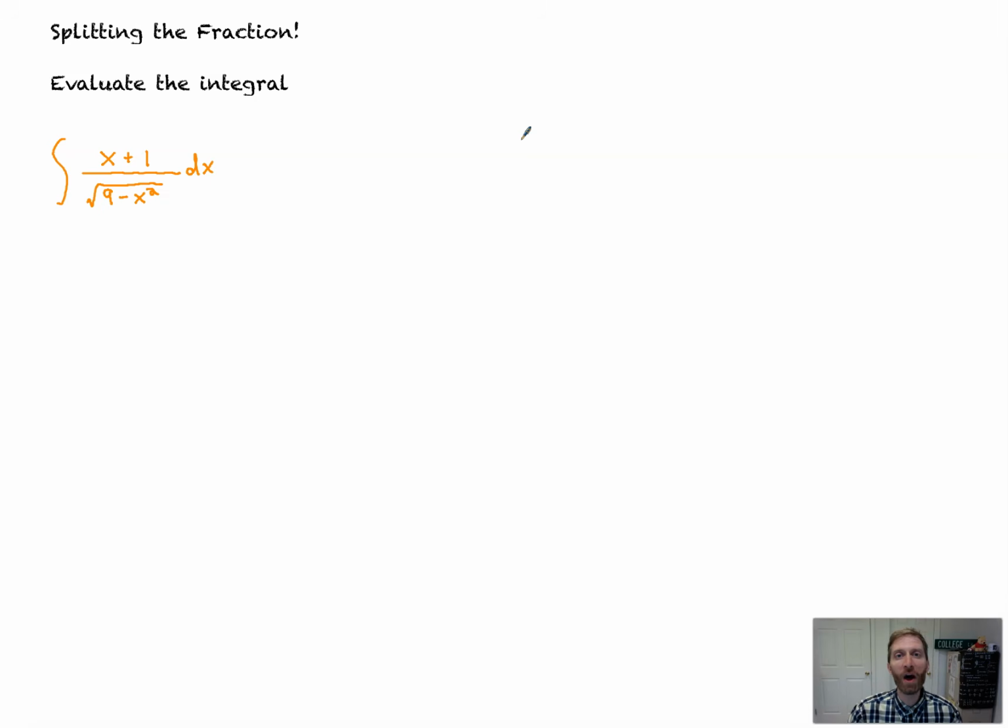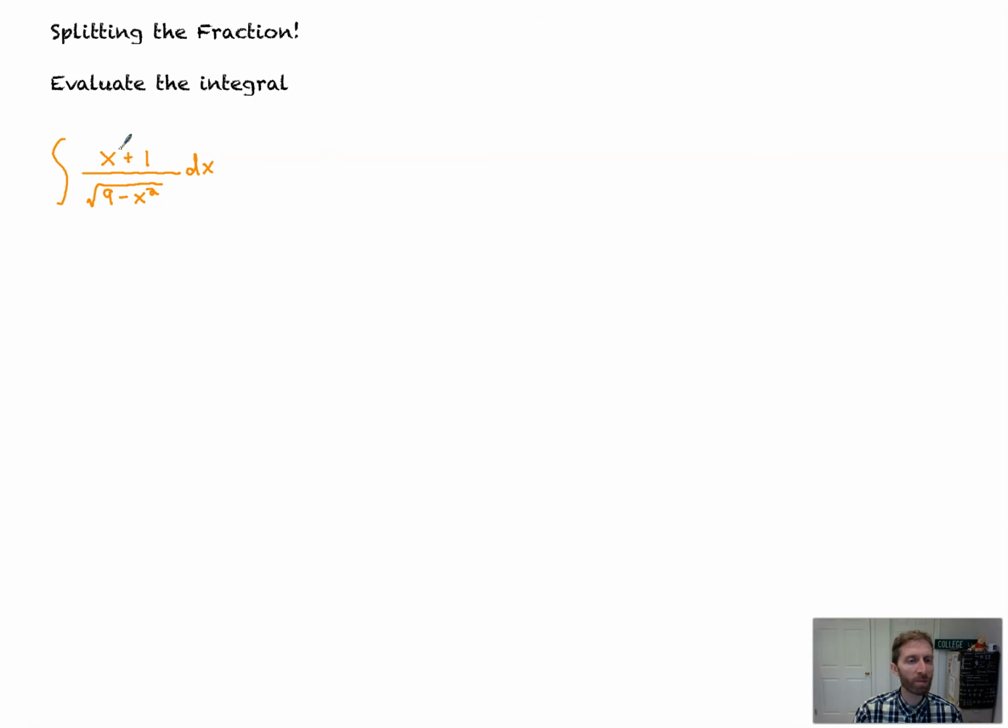Let's jump into another way to manipulate a very rad integral. So in this lesson, what we're going to go over is how to split up an integral into two fractions and then go from there. And also how to basically notice a hidden u-substitution.